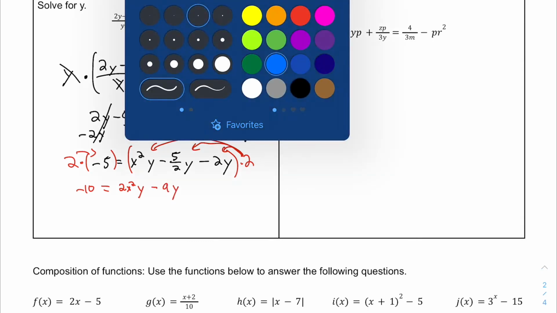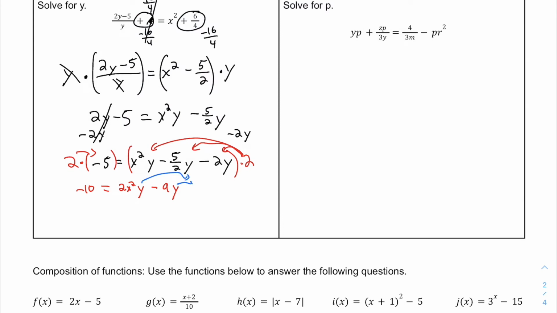Now I can go ahead and I will factor out my y's. So I get negative 10 is equal to 2x squared minus 9 times y. I'll divide both sides by 2x squared minus 9. And I get y is equal to negative 10 over 2x squared minus 9.